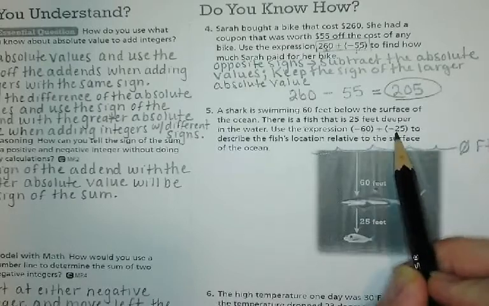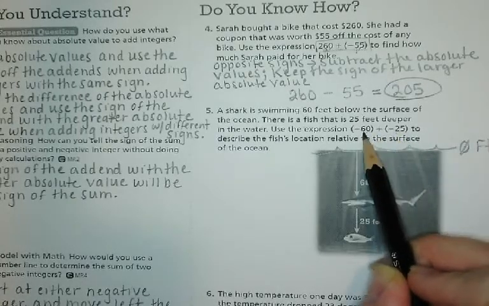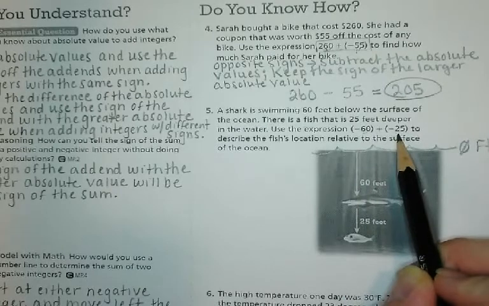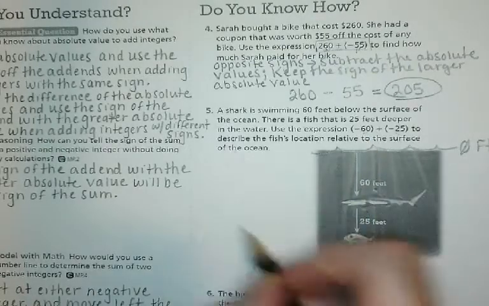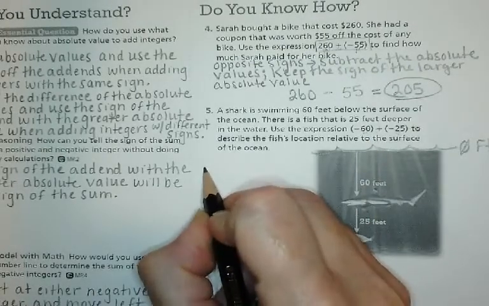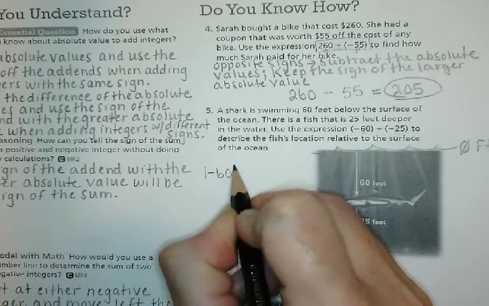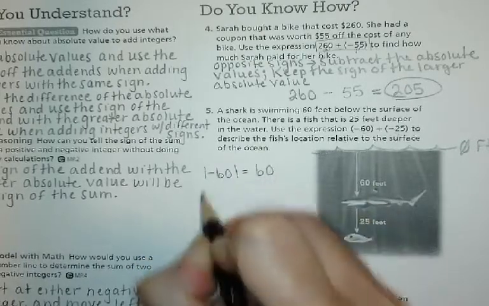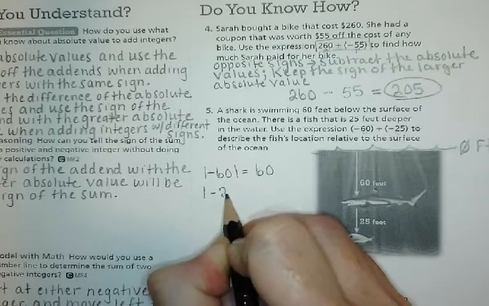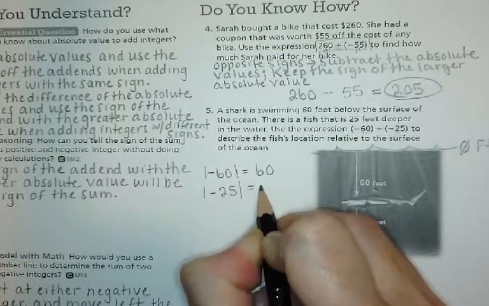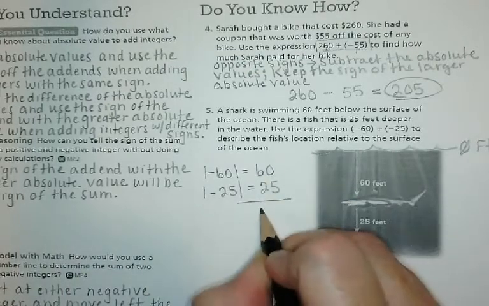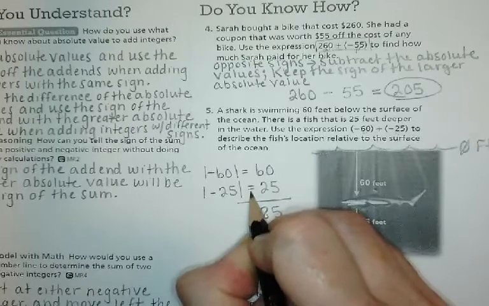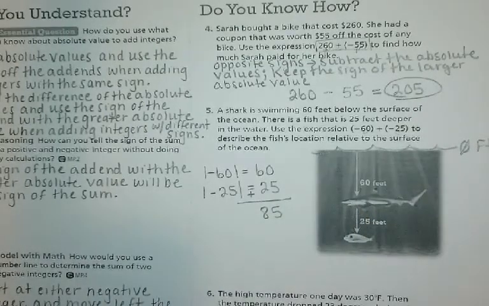Here we are adding together two negatives. So when you add a negative to another negative, you get a larger negative. Again, you're going to add the absolute values, okay? So the absolute value of negative 60 is just 60. The absolute value of negative 25 is 25. If you add these two together, you're going to get 85.